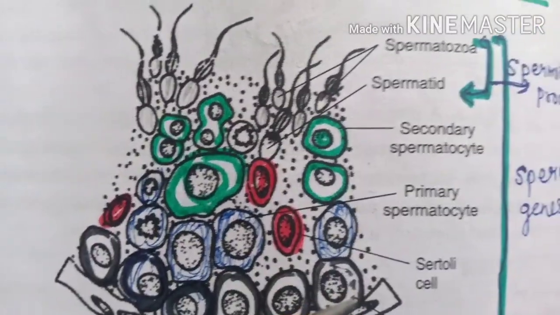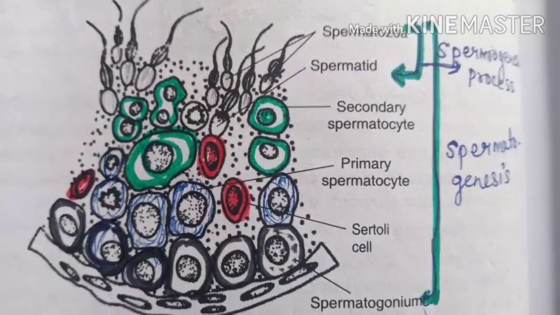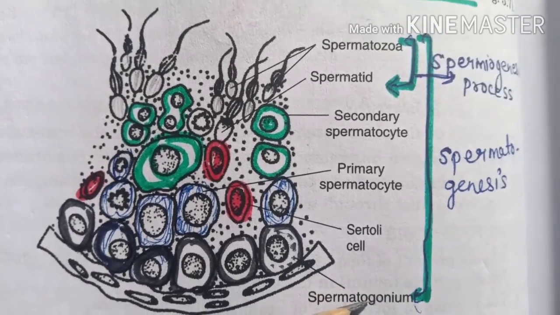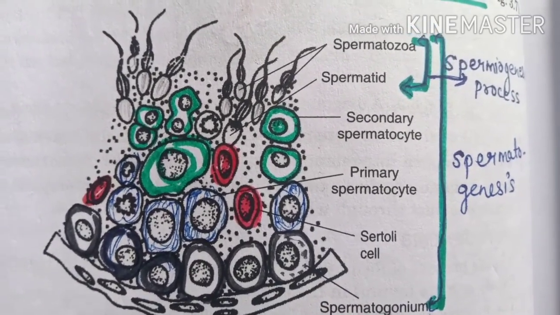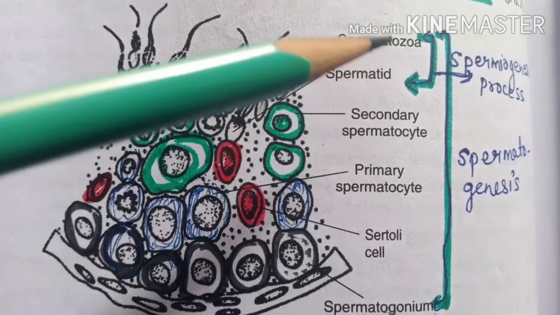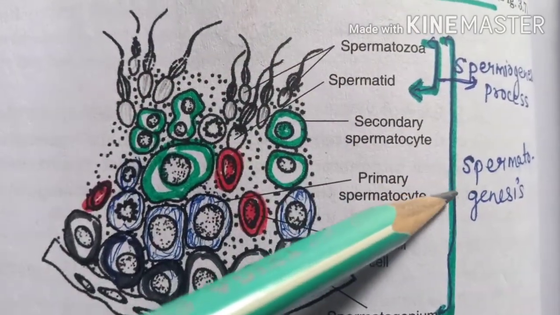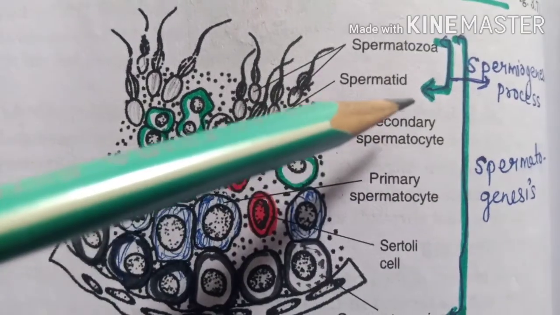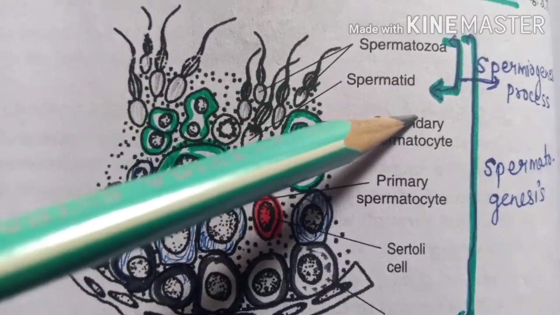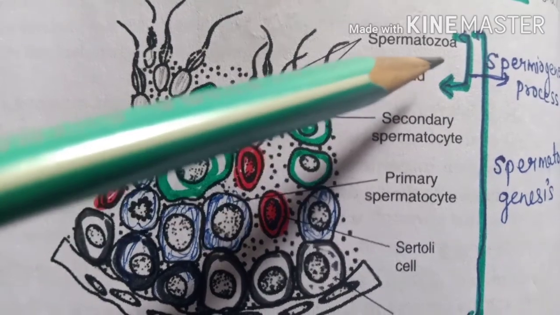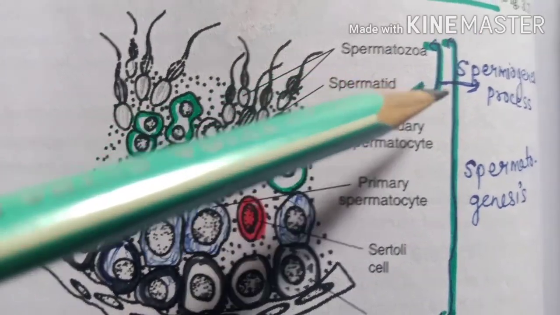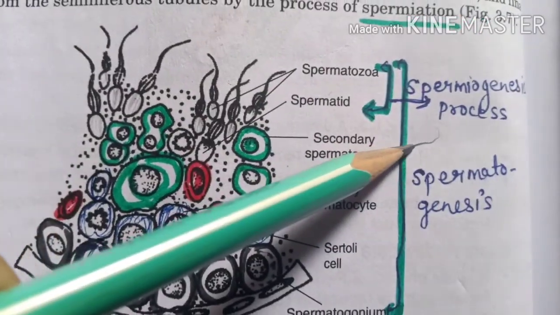So here, the conversion through spermatogonia into spermatozoa, that process is called spermatogenesis. And spermatids convert into spermatozoa. This process is called spermiogenesis.